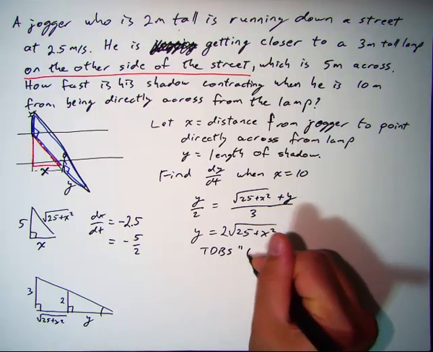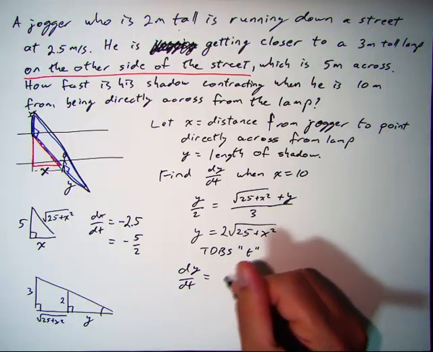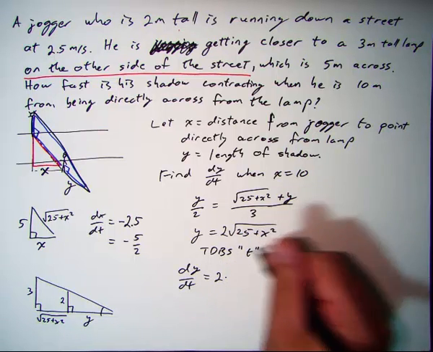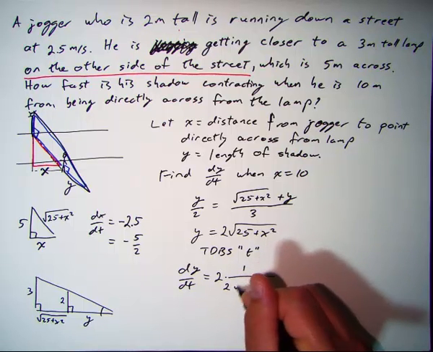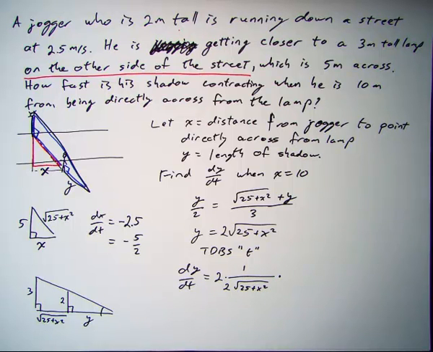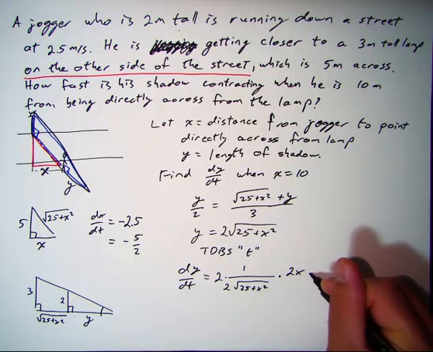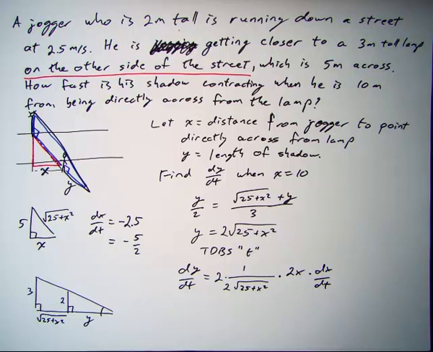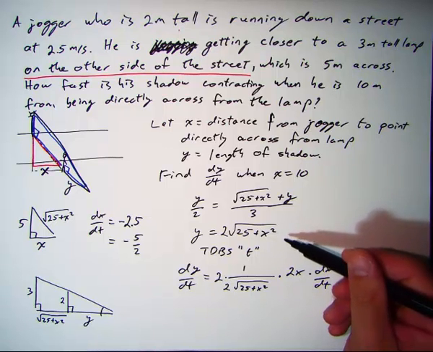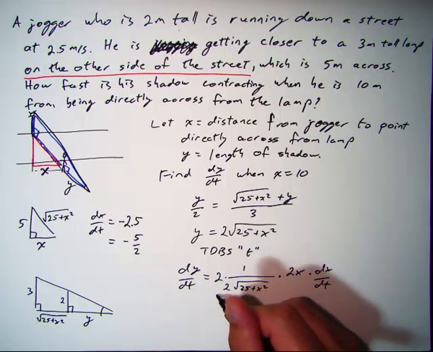Take derivatives of both sides with respect to t, and I have dy by dt is equal to, I should do this using the chain rule, so it's 2 times the derivative of a square root, which is one half times the square root of 25 plus x squared, times the derivative of 25 plus x squared, which is 2x times dx by dt. This is not a single step. I'm just running out of room. Do this by justifying it using the Leibniz notation and then demonstrate what this is equal to.